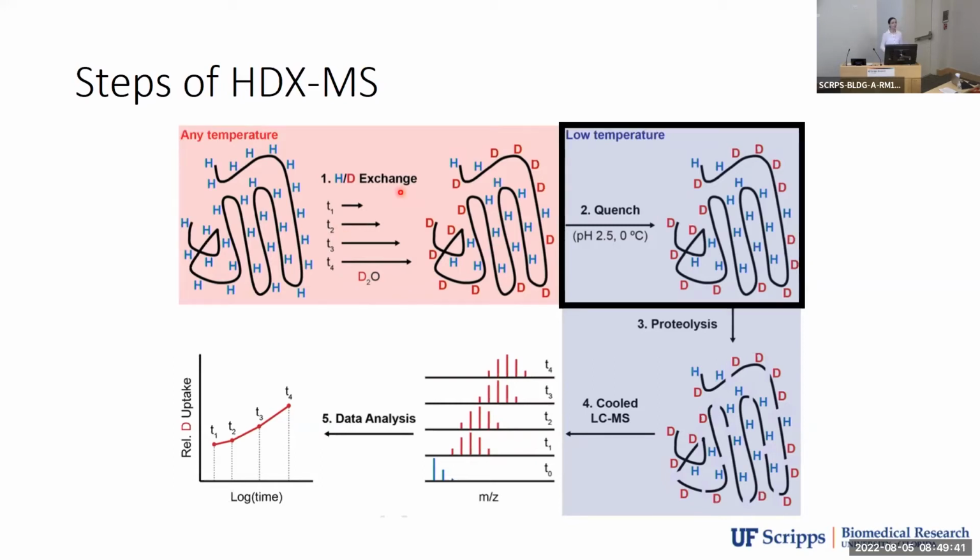The next step is to quench this reaction. To do this, we use a buffer with a low pH and a low temperature. This allows us to stop the reaction as well as prevent a back exchange where deuterium atoms are again replaced with hydrogen atoms, which would then skew our data.